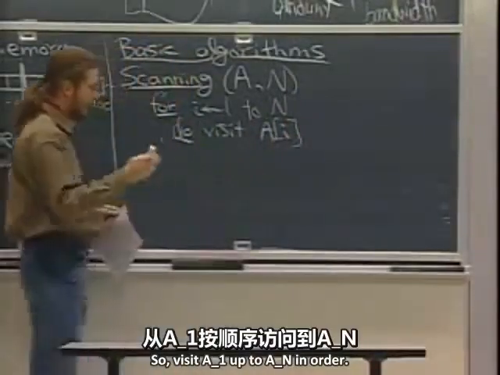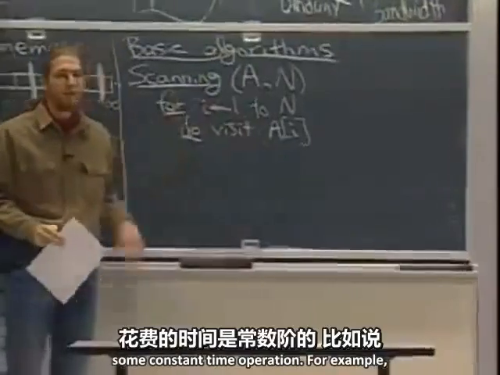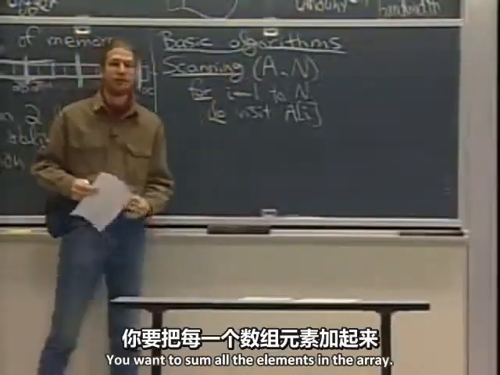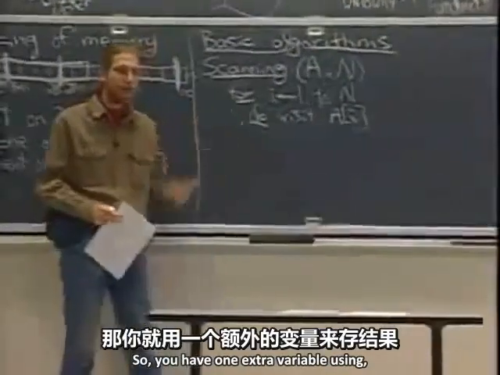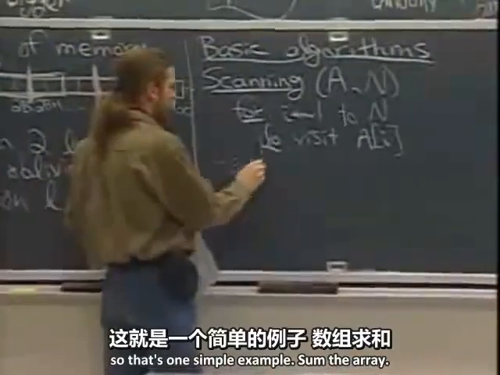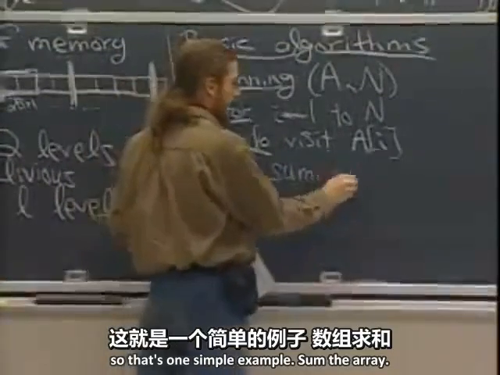So visit A1 up to AN in order. For some notion of visit, this is presumably some constant time operation. For example, suppose you want to compute the aggregate of the array. You want to sum all the elements in the array. So you have one extra variable you're using, but you can store that in a register or whatever. So that's one simple example. Sum the array.